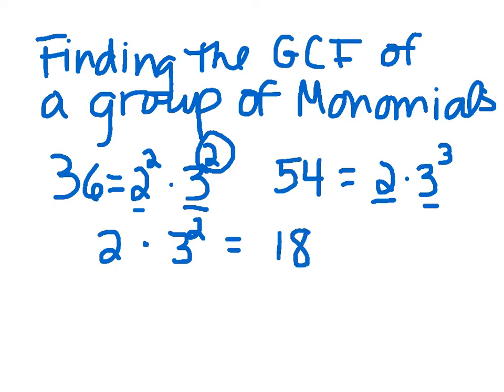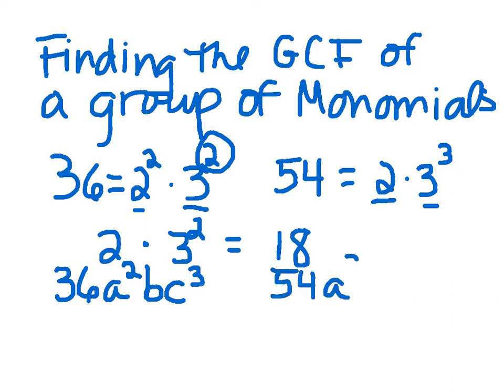So if I just expand this notion one step further to have variables involved, I can say 36 a to the second b c to the third, and 54 a to the third c squared. I already know that the greatest common factor of 36 and 54 is 18. So now I'm going to apply the same exact reasoning to the variables as I did to the primes.